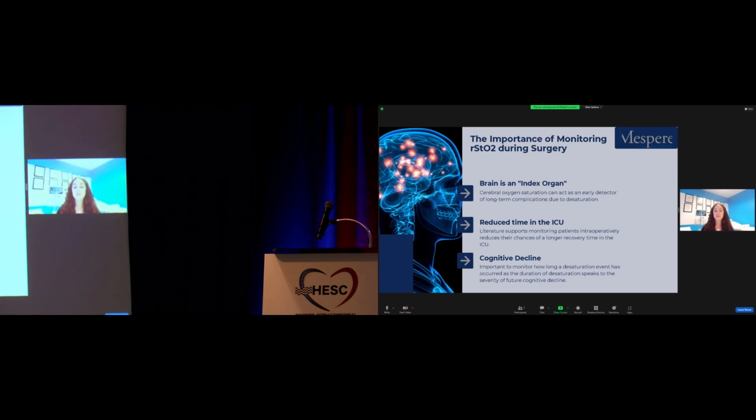Of course, we also want to avoid any sort of cognitive decline that may come with patients receiving inadequate oxygen levels to the brain. So it's very important, of course, to monitor if a desaturation event has occurred, but what's also really important to monitor is the duration of it, because the duration of the desaturation event will really speak to the severity of any potential future cognitive declines that we may see.